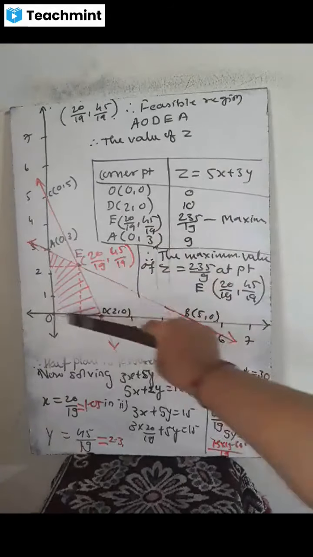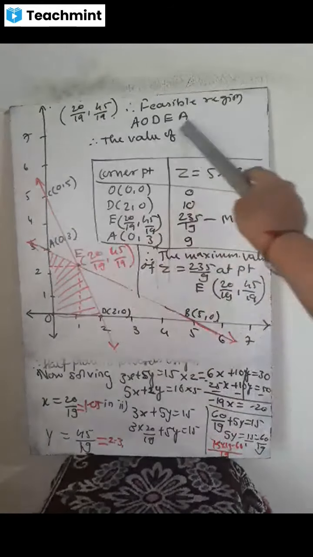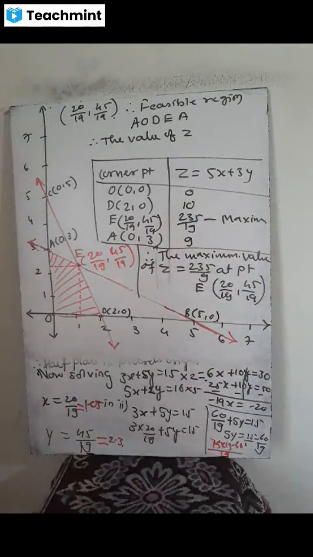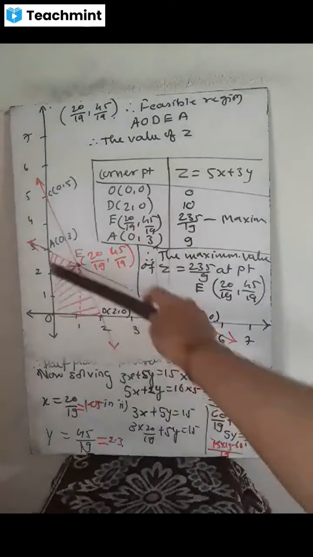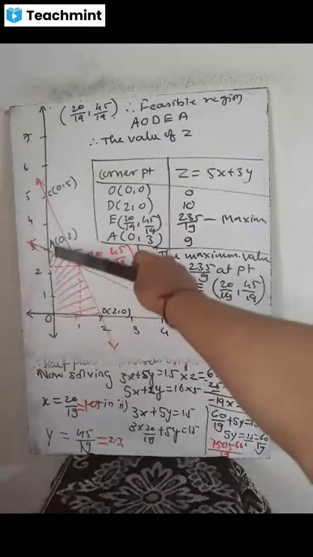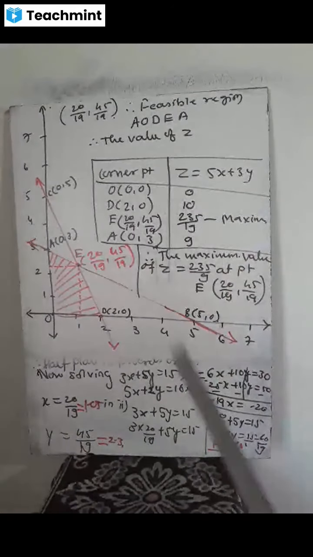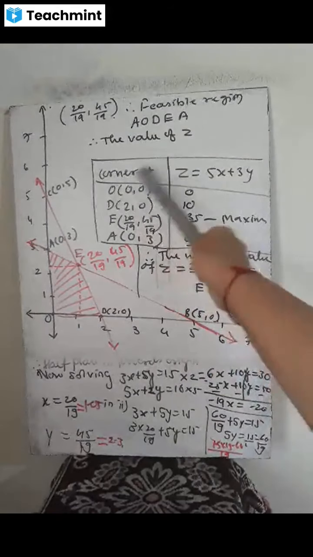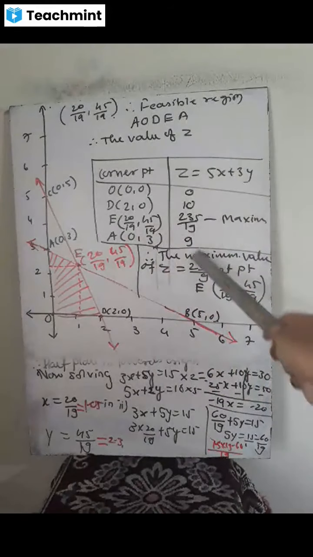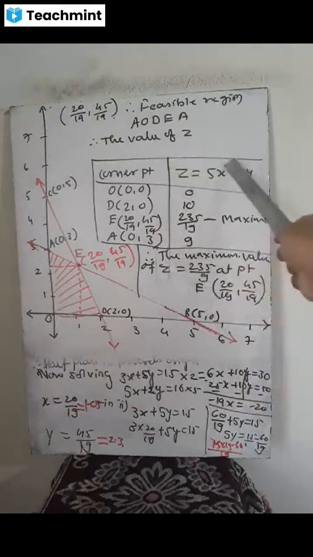So A, O, D, E, A is the feasible region, which is the shaded portion. The corner points for this shaded portion are A, O, D and E. So all the points I have put here, and for every corner point we have to find the value of Z to maximize.